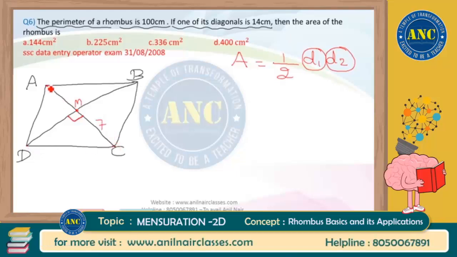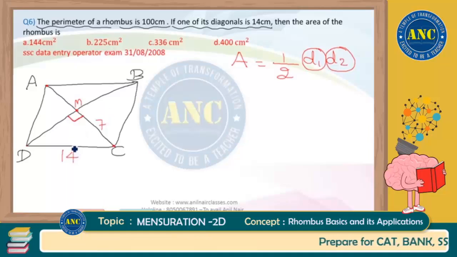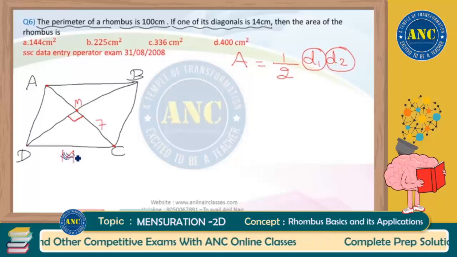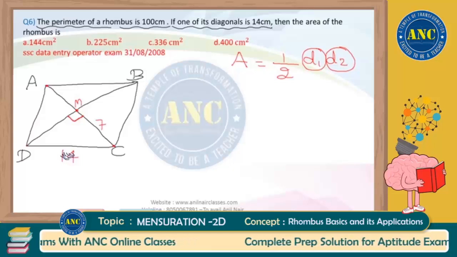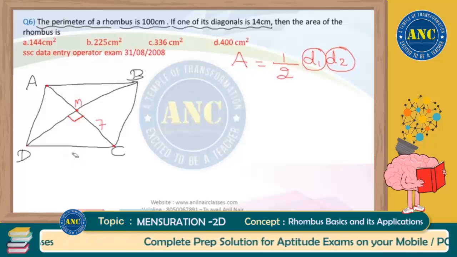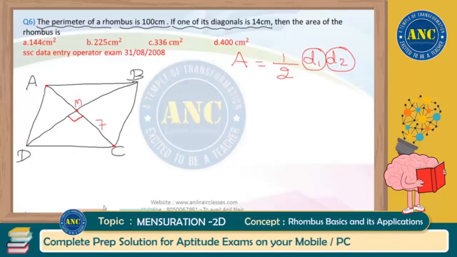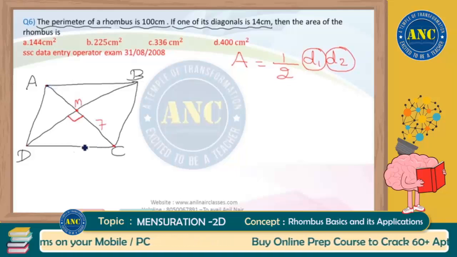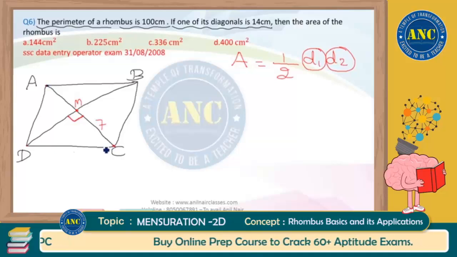I told that if AC is 14, then DC also will be 14. How is it? I have proved it in my explanation part of rhombus. That means this value is 14, this value is 7. Sorry, this value is not 14, sir. So it is not an equilateral rhombus, right? I am sorry, sir. Question is not given as an equilateral rhombus. That is where I made a mistake, taking it as 14. If it was an equilateral rhombus, the diagonal AC is 14, DC also would have been 14. But it is not an equilateral rhombus.